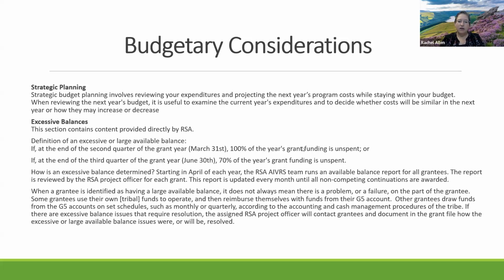So when a grantee is identified as having a large available balance, it doesn't always mean that there's a problem or a failure on the part of the grantee. There are a lot of different reasons why somebody might have an excessive balance. Some grantees use their own tribal dollars to operate and then reimburse themselves from the G5 system when they do a drawdown for VR, or there might be other grants within the tribe that they do the same thing with. And other grantees draw funds from the G5 accounts just on a certain schedule, and it may not keep up with all of those expenditures. It may be just periodically, such as monthly or quarterly, depending on how the tribe has their system set up.